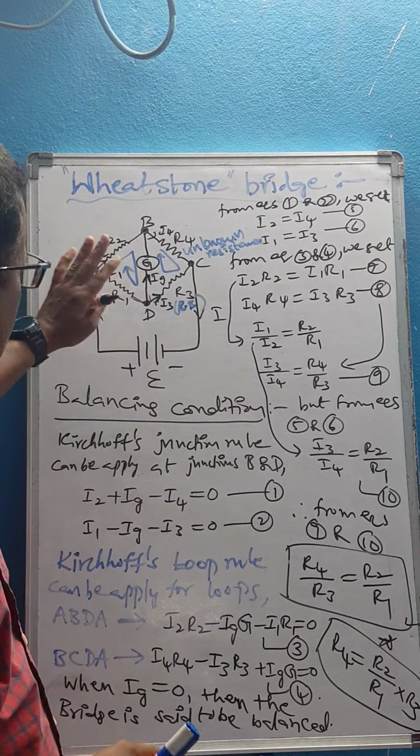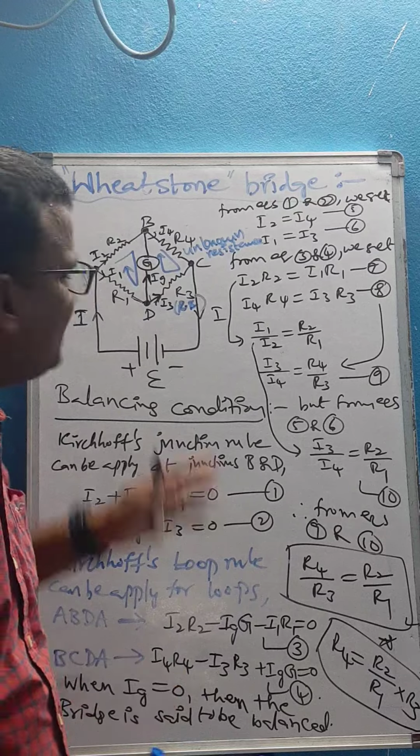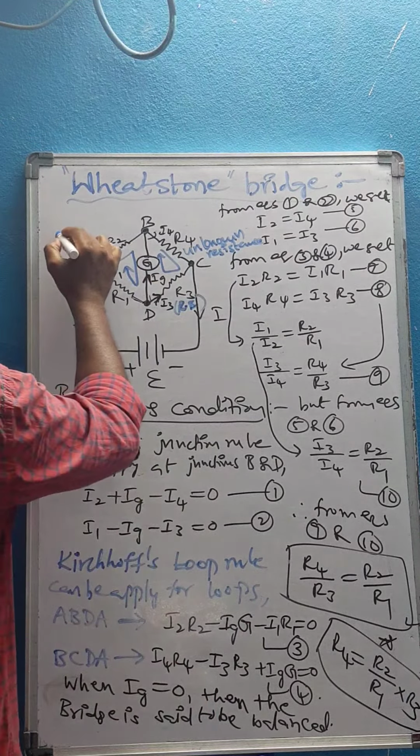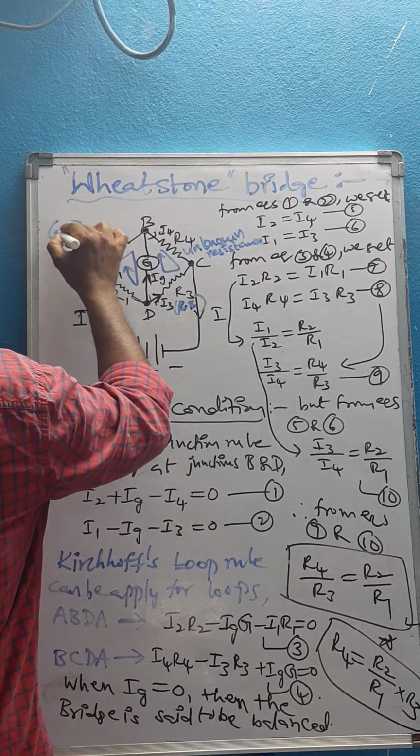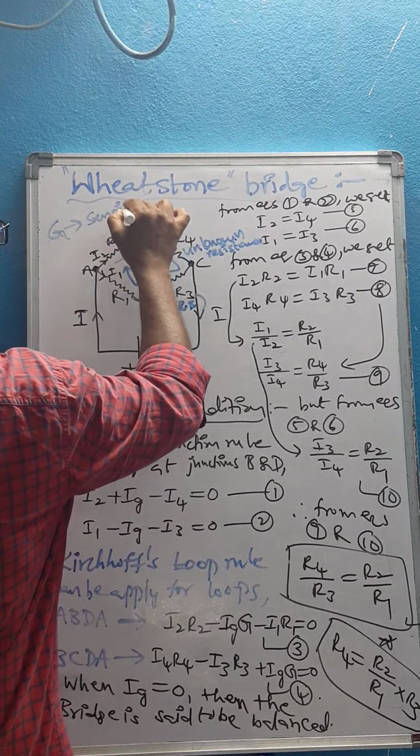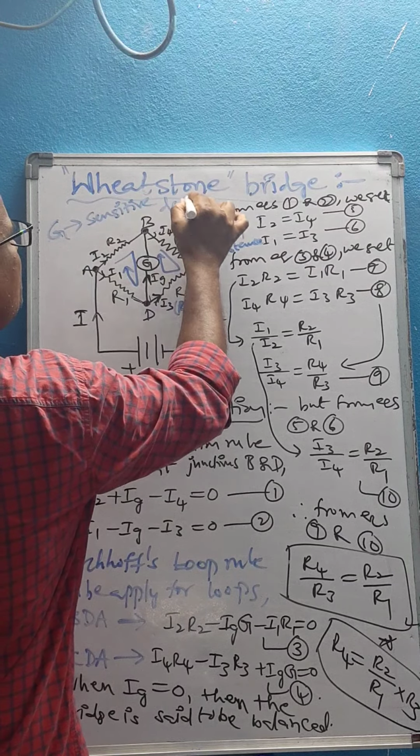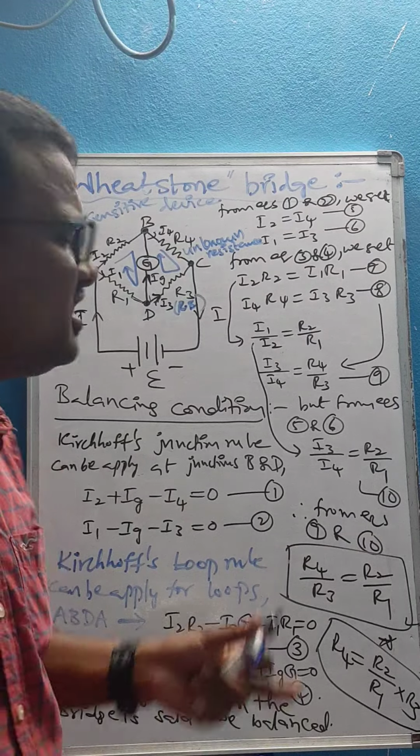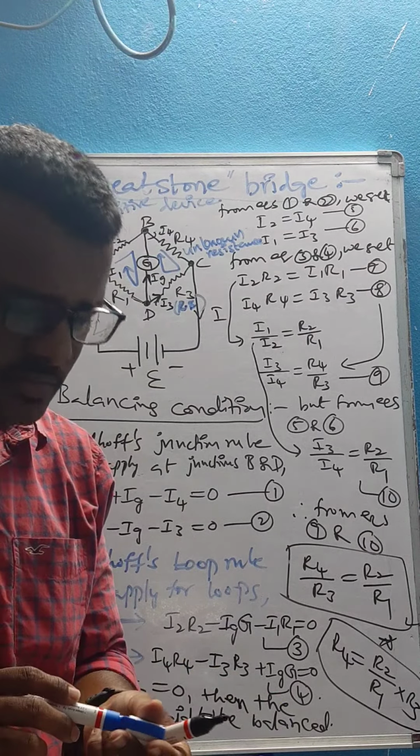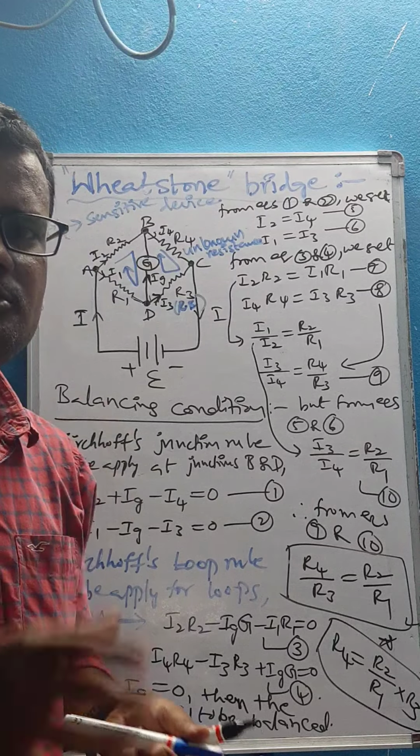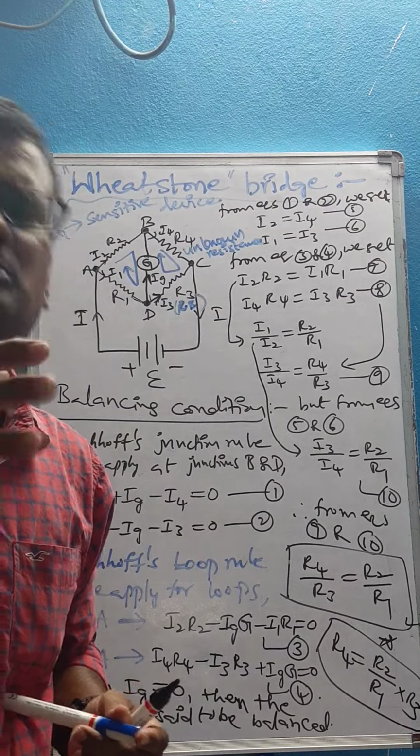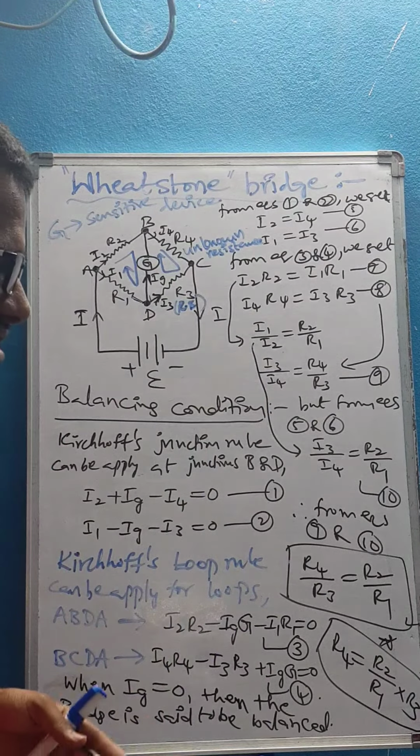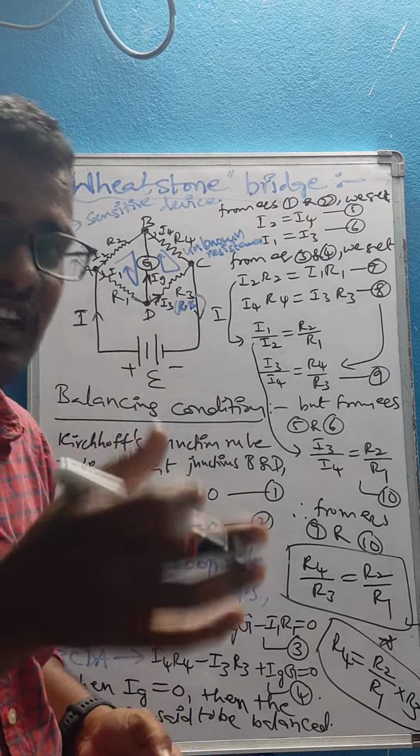Here I missed a small point, that is the galvanometer. So what is the galvanometer? A galvanometer is a very sensitive device. Why do we need to connect the galvanometer here? It measures very small currents as well as very small potentials.